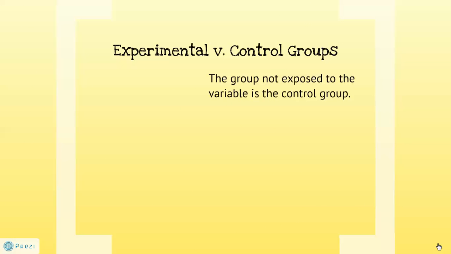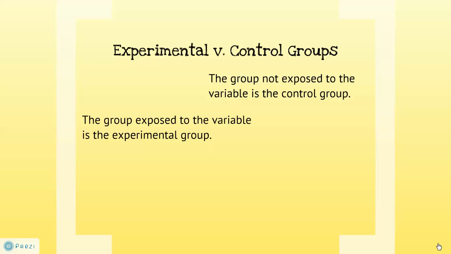Experimental versus control groups. The group that's not exposed to the variable is a control group. So the person I'm not kicking is the control. It's just someone to compare with. The person I am kicking is the experimental group. So they're the one exposed to the variable.